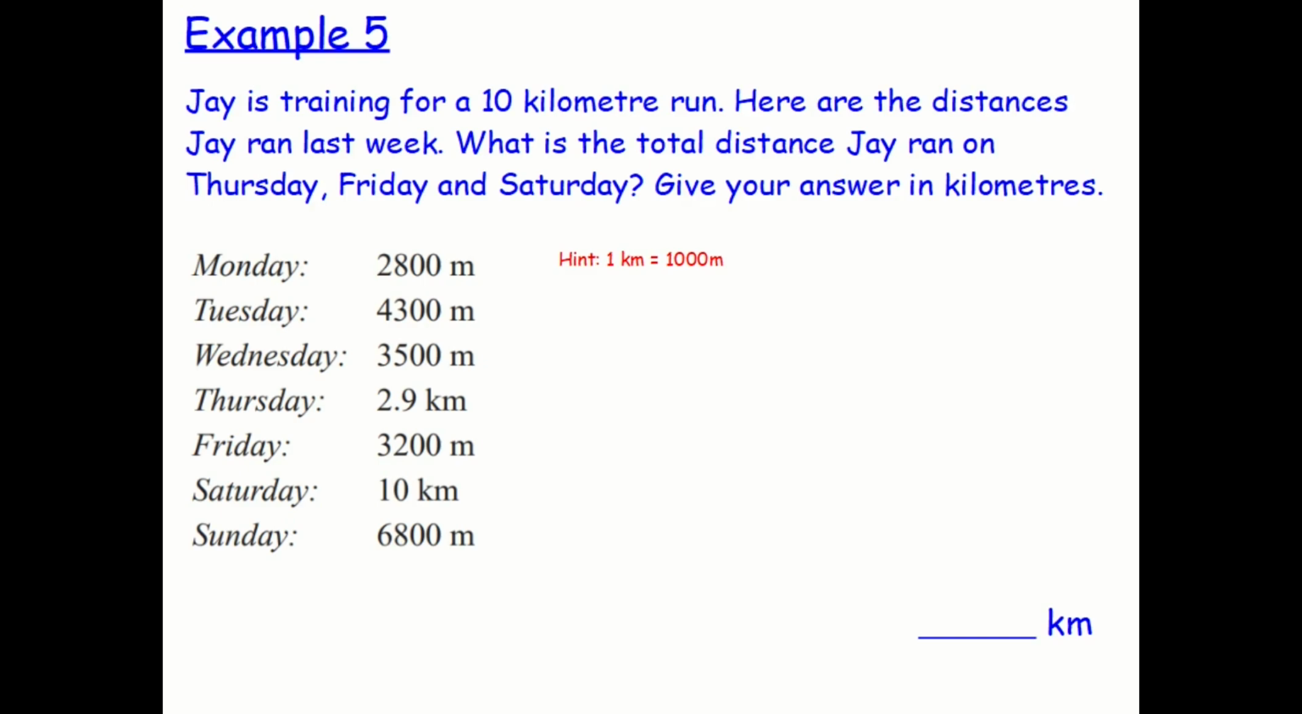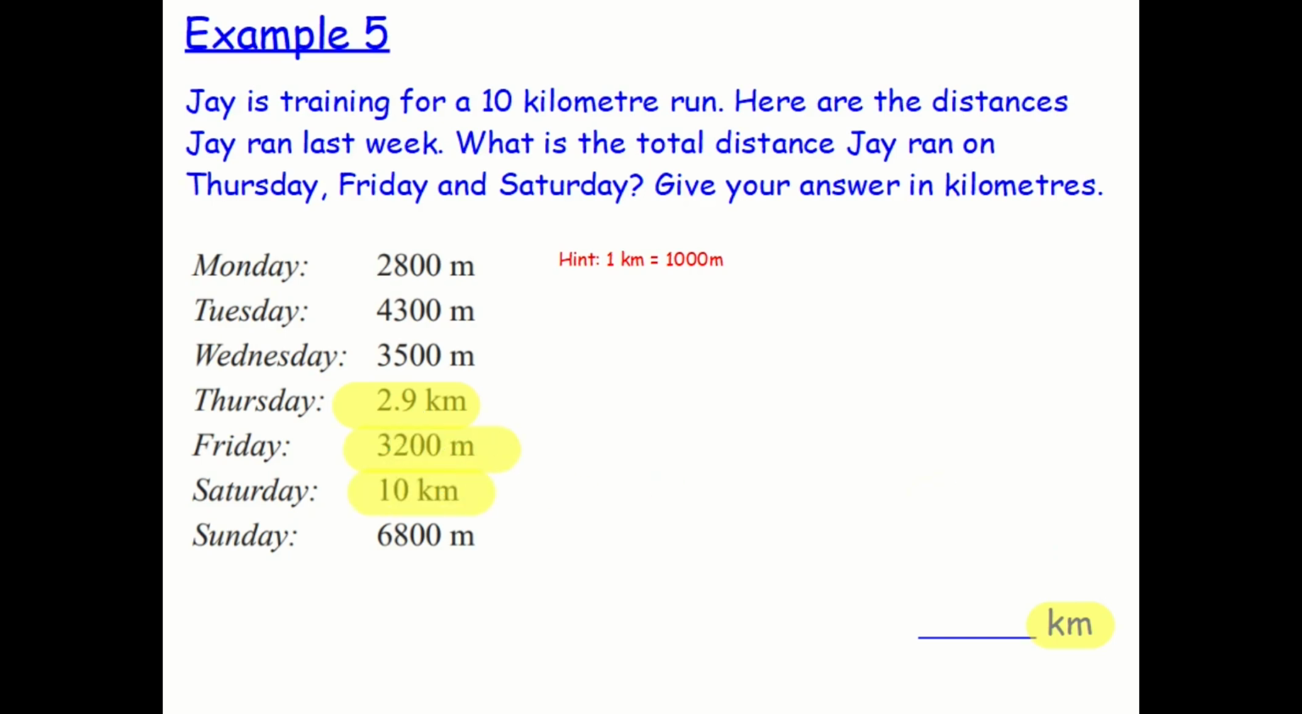Example number 5. Jay is training for a 10-kilometre run. Here are the distances Jay ran last week. What is the total distance Jay ran on Thursday, Friday and Saturday? Give your answer in kilometres. So, as I say, if it doesn't tell you that bit in the question about kilometres, then just look to the answer line there. So we need to be adding together Thursday, Friday and Saturday.